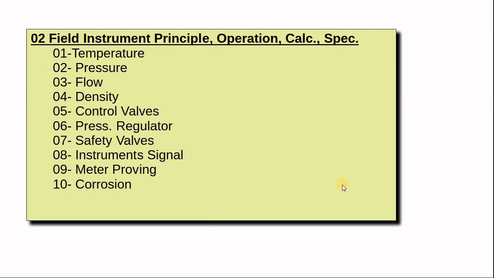The second category is the field instrument. So we will discuss for each one of these the temperature, pressure, and flow, and density, control valve, and so on, safety valves. So we will talk about the principle of operation and how they operate and the calculation. And of course, we're talking about the installation as well. And then specifications, meaning specifying and buying some stuff.